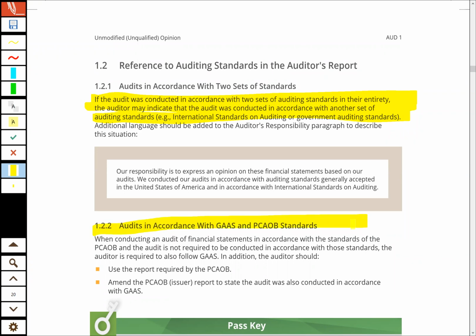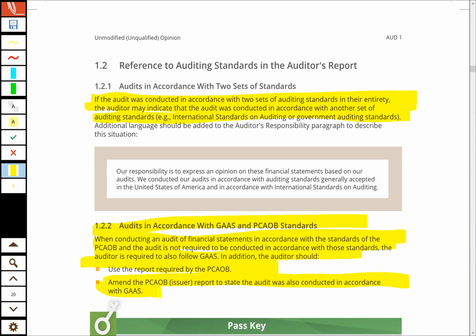Same thing here. If we had audited following both GAS and PCAOB, then we would go ahead and say that we use the what? We follow the PCAOB standards, and then we will amend the report to state that we also conducted in accordance with GAS. So PCAOB standard, the report that we're going to look at when we look at the public company report in a minute, the issuer's report in a minute, we'll default to that structure of the report, and then we'll say that we audit in accordance with both standards.